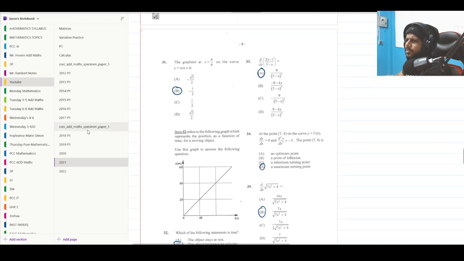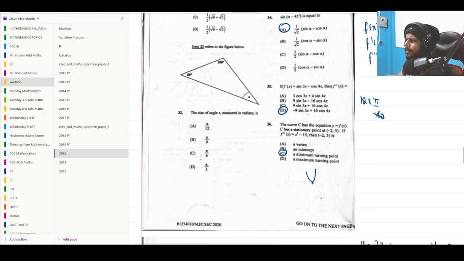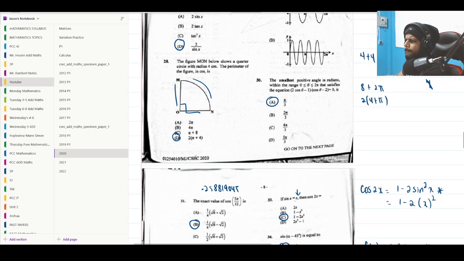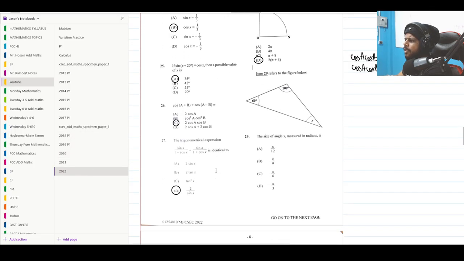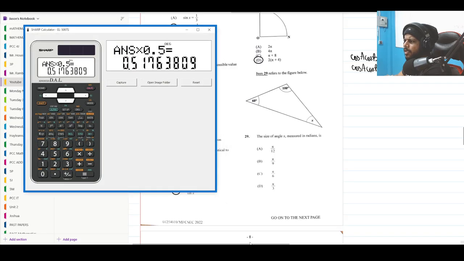Not this question. Radius was 4, good. 100 plus 60 is 160. 160 and 20. So it could be 20 over 180, pi on 9. B is the answer for number 29.